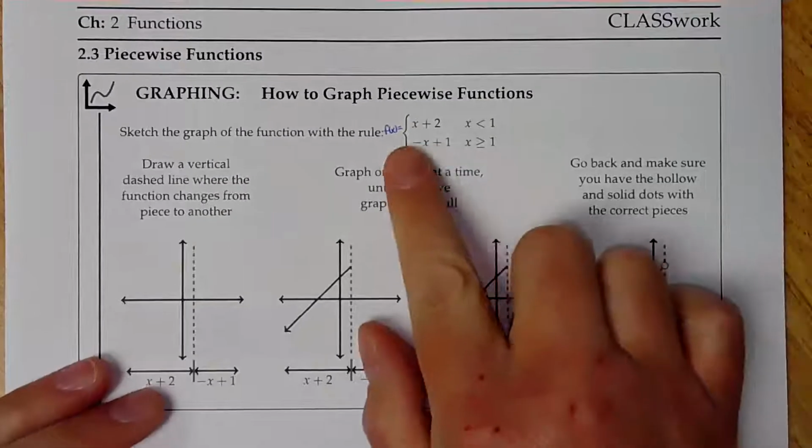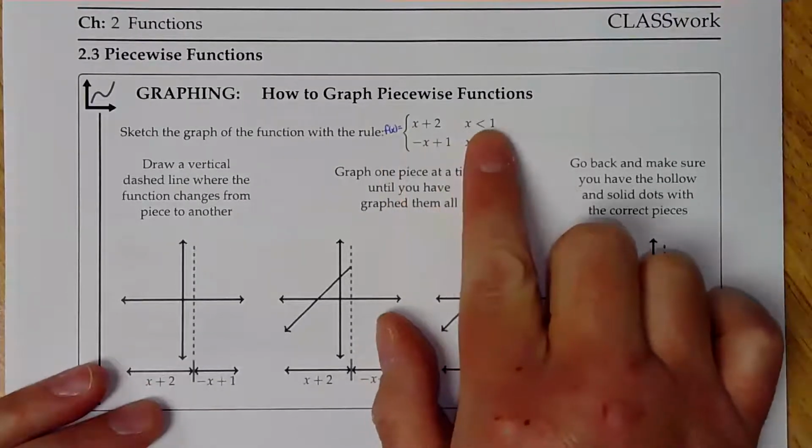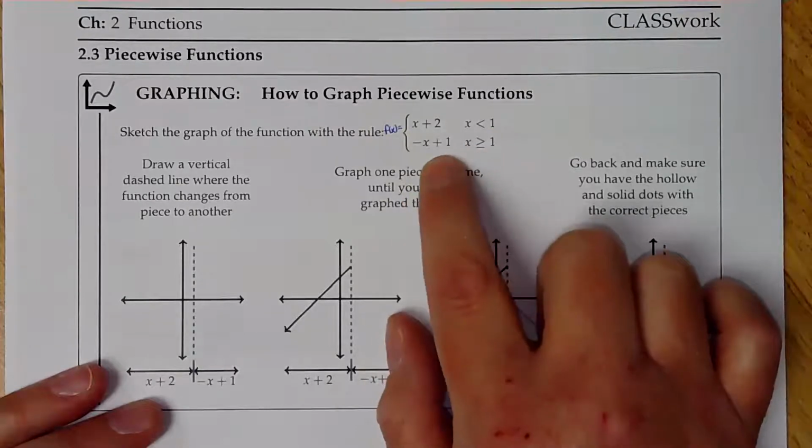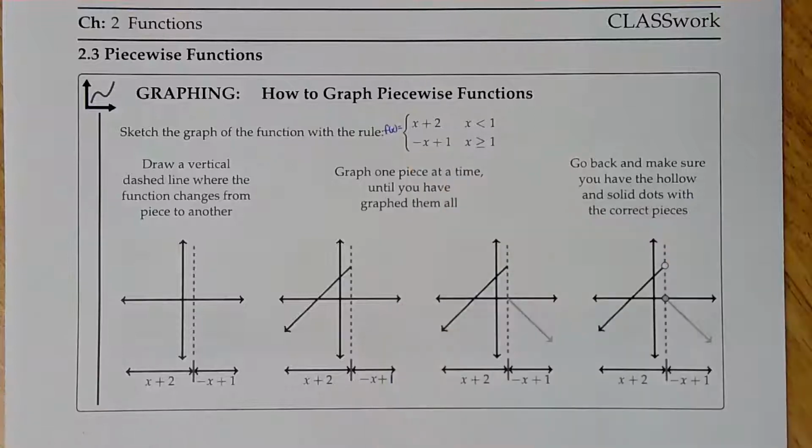I have f of x is equal to x plus 2 if x is less than 1. And if x is greater than or equal to 1, f of x is going to be negative x plus 1. So let's see if we can break this down so we make sure we have a good understanding of what a piecewise function looks like.